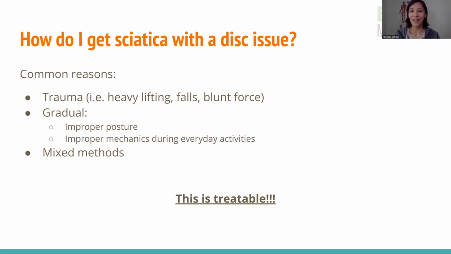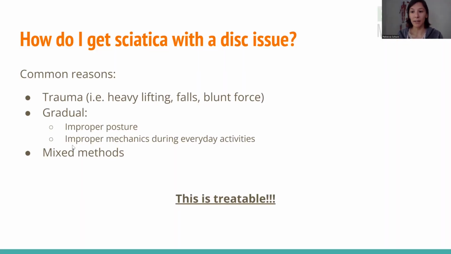So how do I get sciatica with a disc issue? One of the most common reasons for this is, of course, trauma: heavy lifting, falls, and blunt forces. And some individuals might go through a traumatic injury and recover within a couple days or a week, and no harm, no foul.